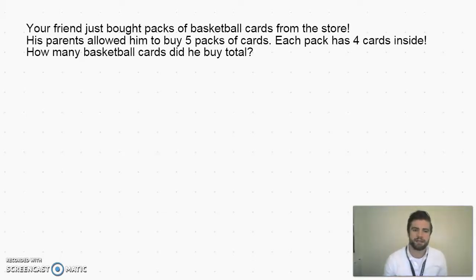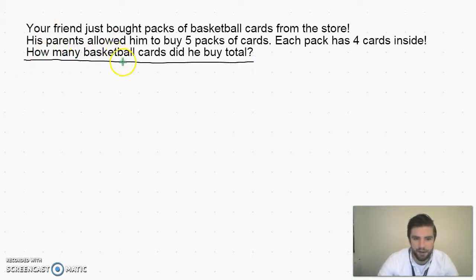So his parents allowed him to buy 5 packs of cards, and each pack has 4 cards inside. How many basketball cards did he buy total? That's the question we have to ask ourselves. So what I always like to do when I do multiplication or division is I like to underline the question. So the question is, how many basketball cards did he buy total?